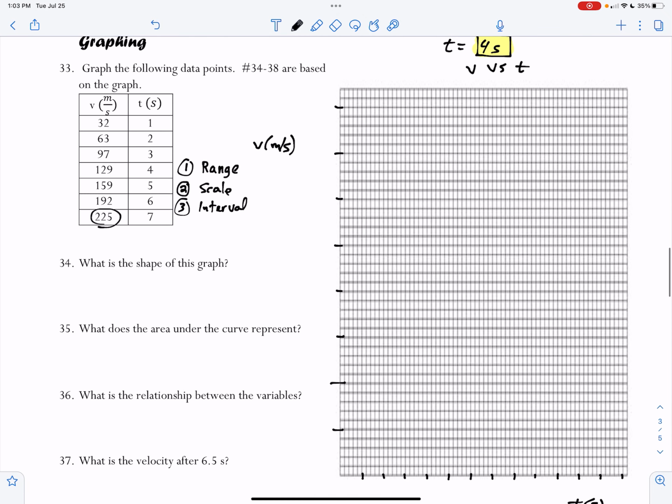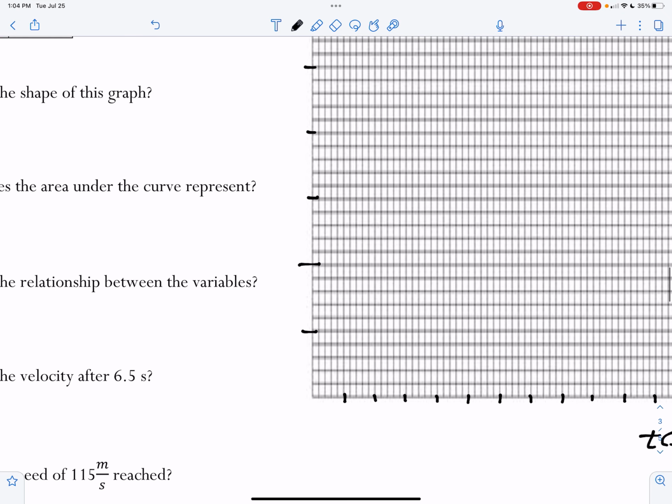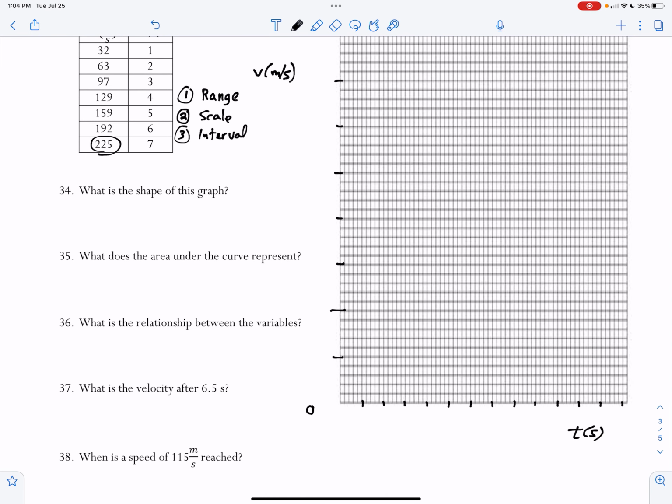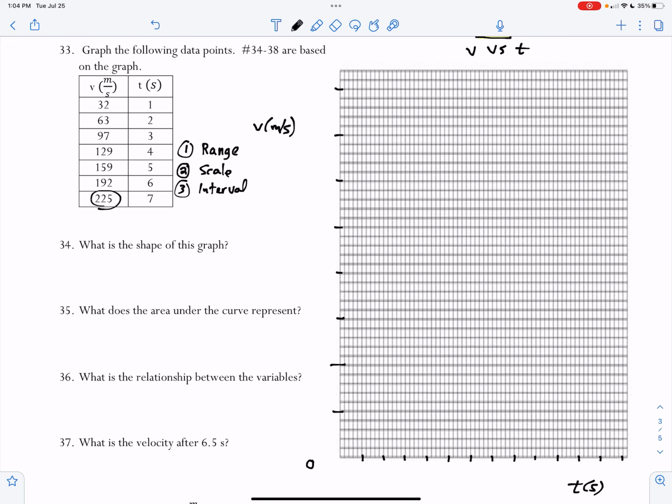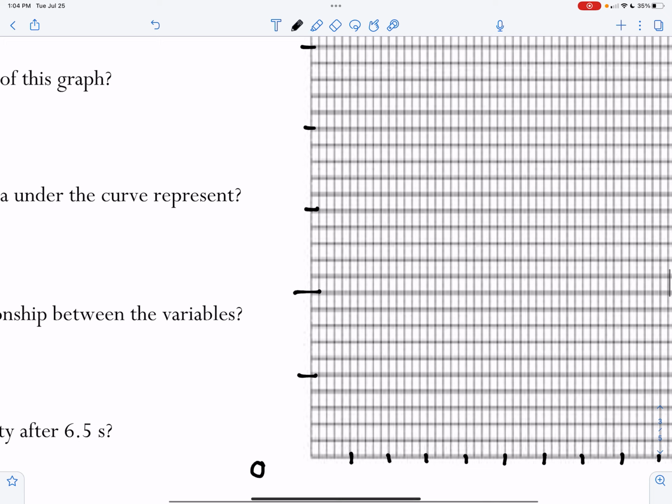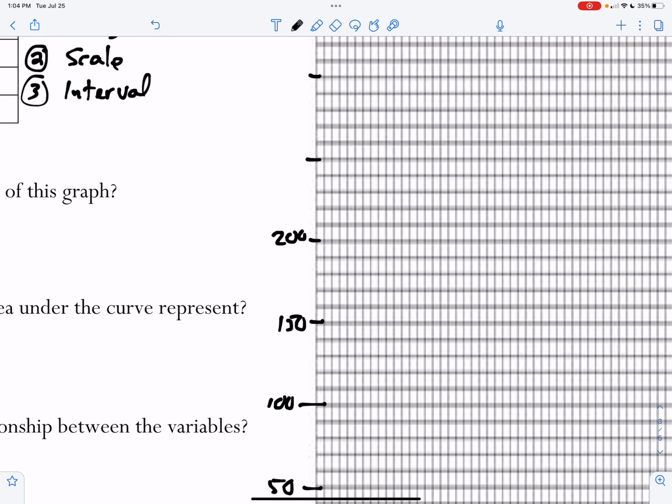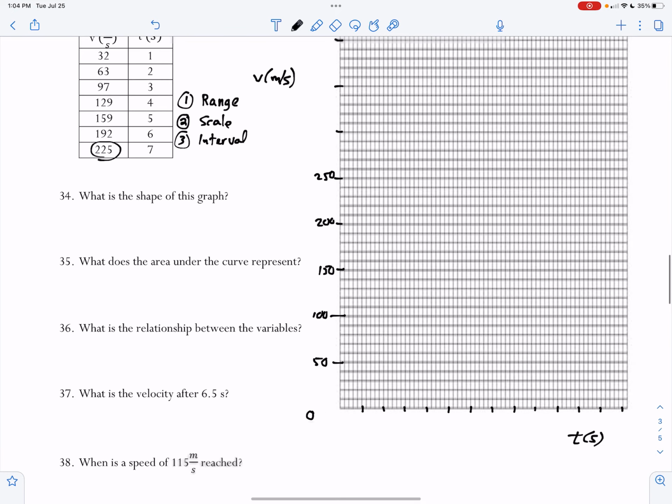So what we're going to do is first plot the range. The range is from 0 to a number slightly higher than 225. So we can try and go by 50s. That means every box would be 10. Now, it won't go all the way up, but it does get at least half the graph, which is more than enough to be accurate.